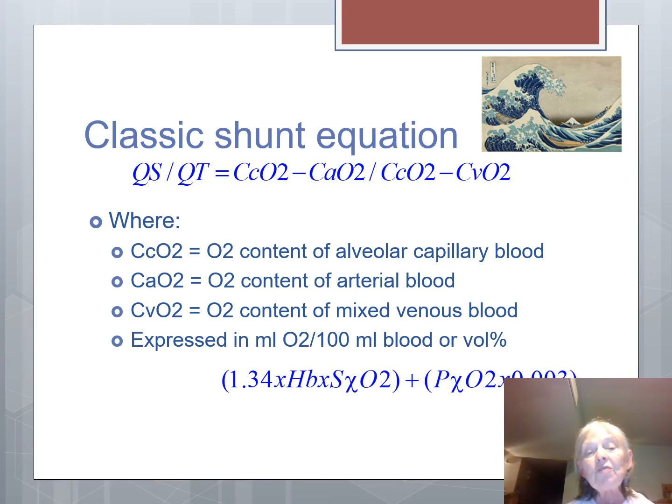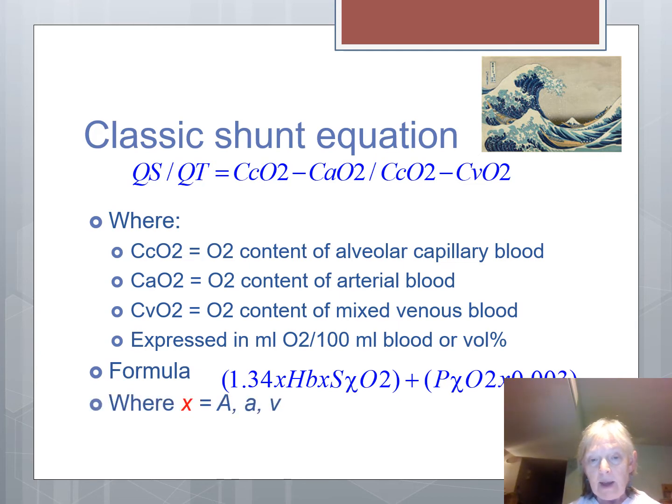The answers for these are expressed in milliliters of oxygen per 100 milliliters of blood, or the shorthand, which is vol%. And the formula for all three of them is the same. The formula, if you recognize it, is based on the way that oxygen is carried in the blood, okay? And we can see you have a little X up here. That little X either means alveolar, arterial, or venous. It's going to be the same formula for all three.